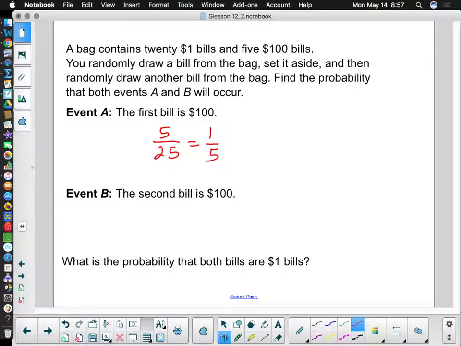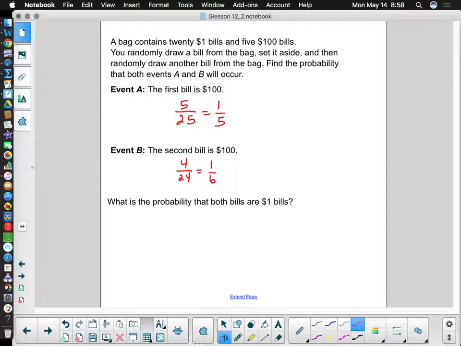What is the probability that the second bill is a $100 bill? Given that the first bill picked out was a $100 bill, there are now how many $100 bills left in the bag? Well, there are 4. Out of how many total bills left in the bag? There are now 24 bills left in the bag. So that's 1 out of 6. Okay? So the probability of A and B is the probability of A times the probability of B given A. So 1/5 times 1/6 would be 1/30 of getting 2 $100 bills.